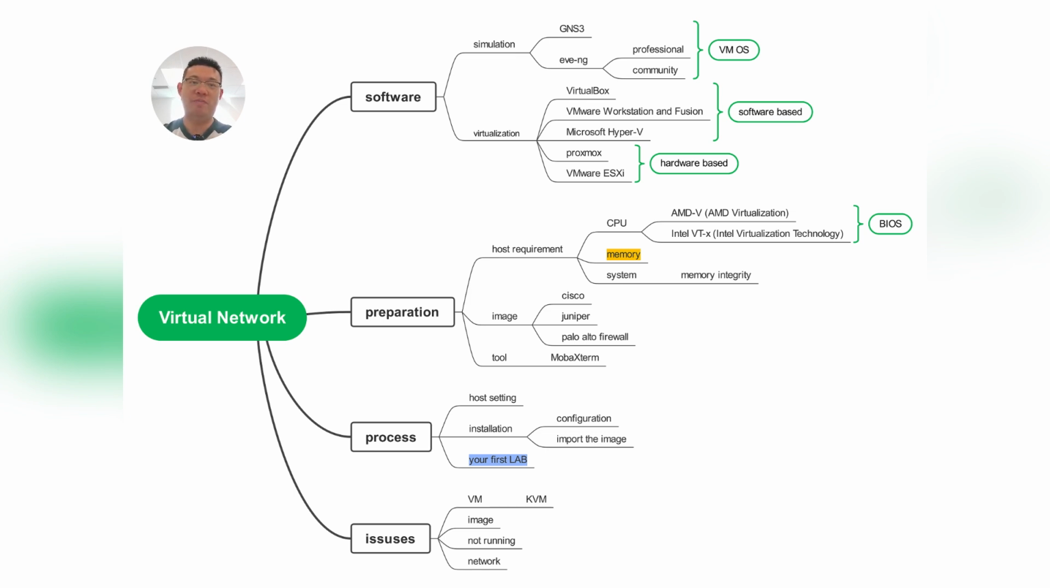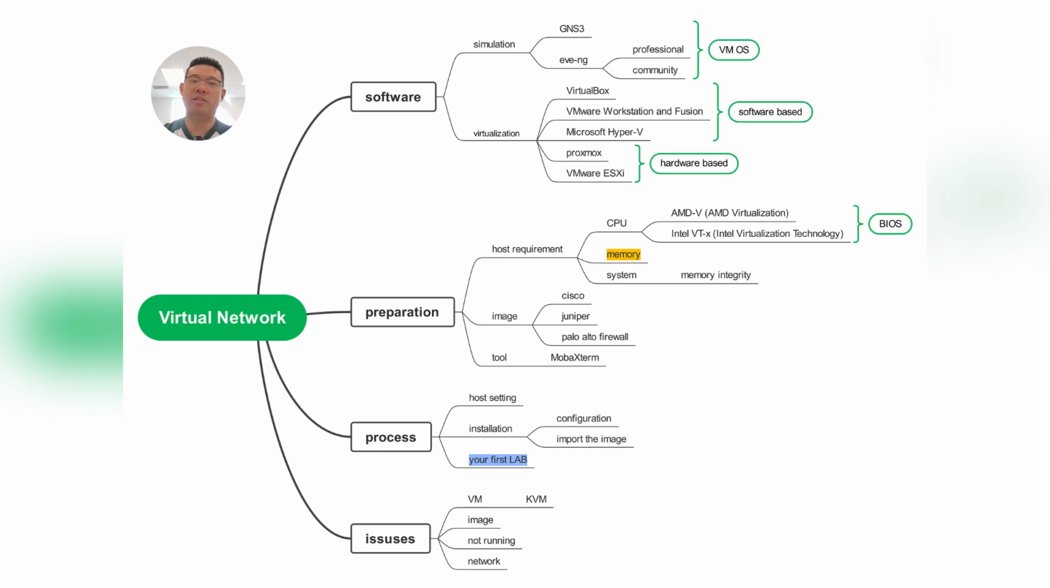Next is the preparation. If we know the concept, we have to install GNS3 and EVE-NG on some operating system, or we should install them bare metal, but we only have a laptop, so that's not suitable for us. After that, the preparation is about the host requirement, which is our laptop. We have to enable the virtualization function of our CPU, AMD's name is this and Intel's name is this. We have to enable these features in the BIOS.